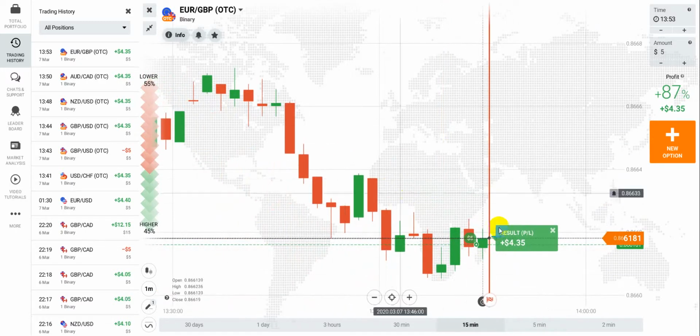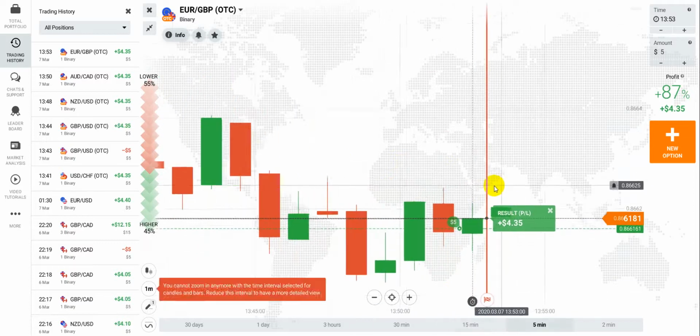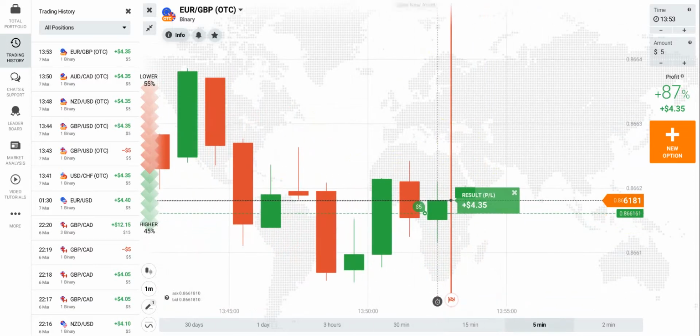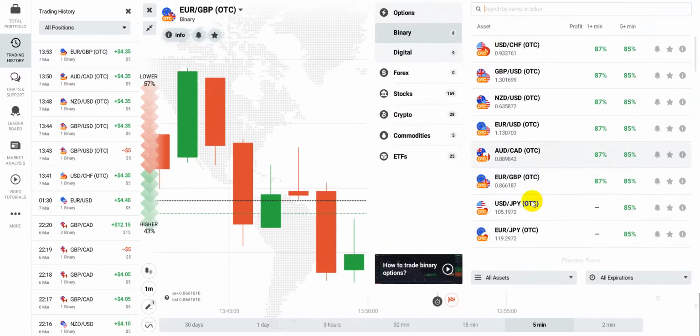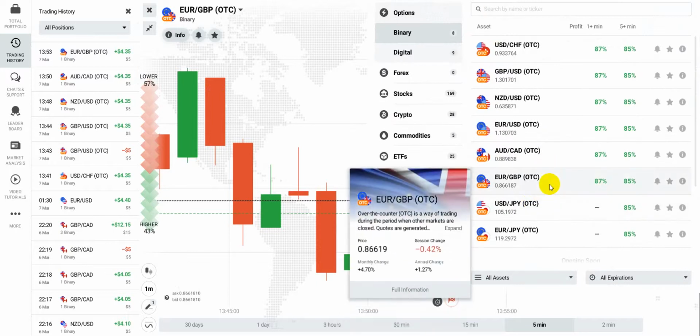Always focus on the present market and how it's formed. Okay, calculate market condition. So I already took 6 trades. I lost one trade, no problem.